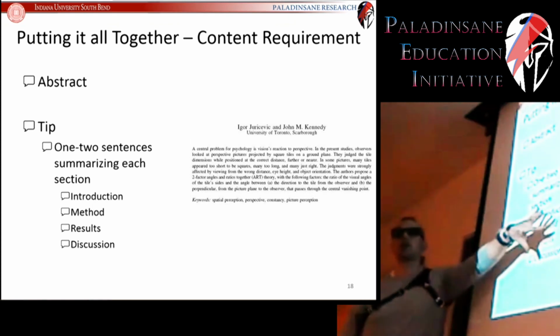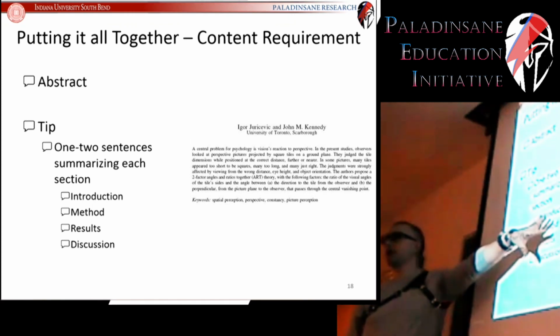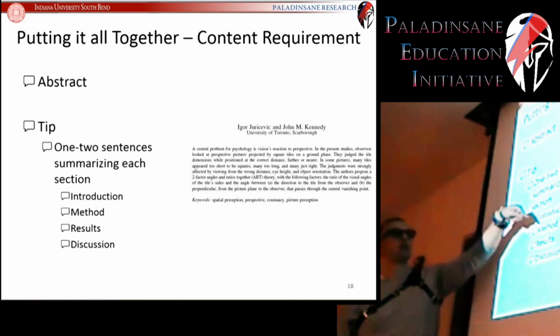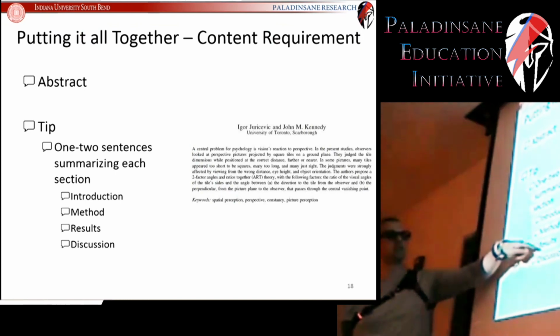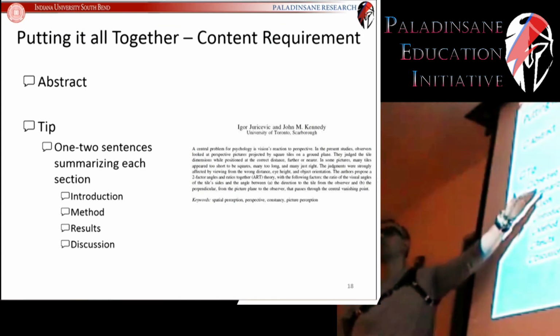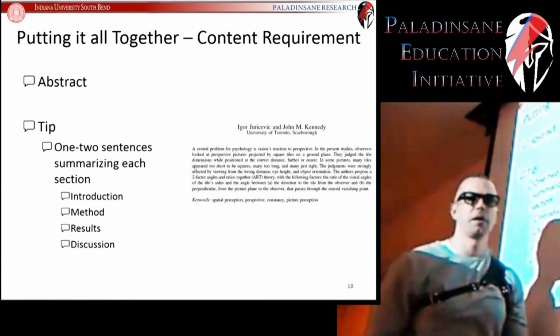Your abstract, and I will count this, there are points for this, will be a minimum of 4 sentences, a maximum of 8. It'll probably be somewhere in between.